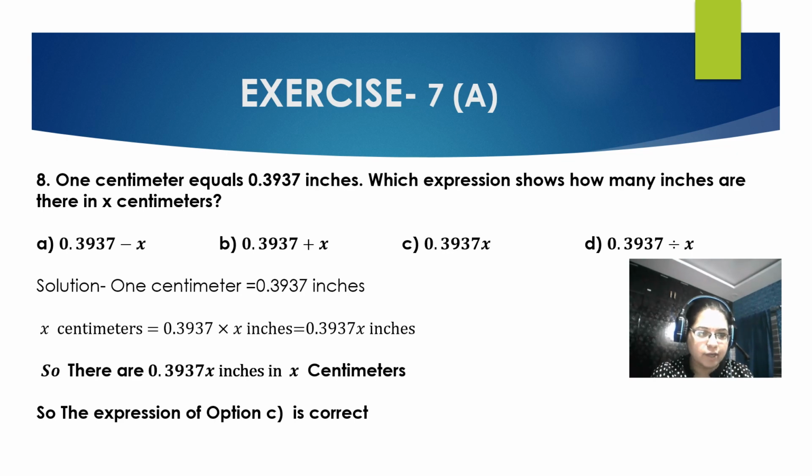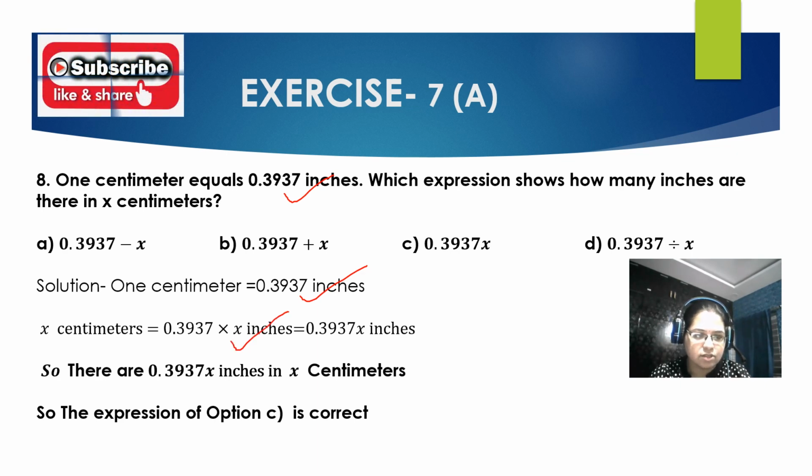Now we'll solve question number 8. Question number 8: 1 centimeter equals 0.3937 inches. Which expression shows how many inches are there in X centimeters? Given that 1 centimeter is 0.3937 inches, X centimeters will be X multiplied by 0.3937, that is 0.3937X inches. So there are 0.3937X inches in X centimeters.